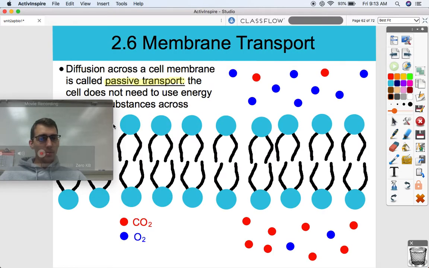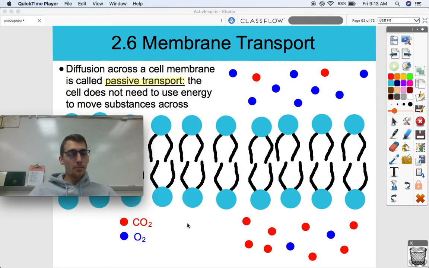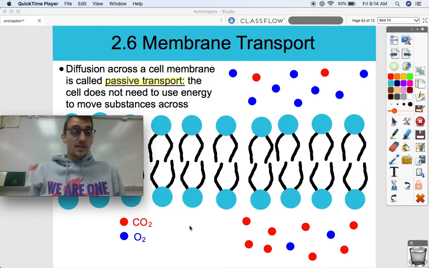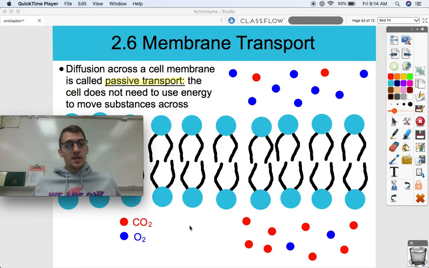All right, so when we're talking about diffusion with respect to the cell membrane, we're talking about passive transport. Passive means that we're not expending a whole lot of energy. It just happens naturally, so we call it passive transport. This is because the cell does not need to use energy to move substances across.